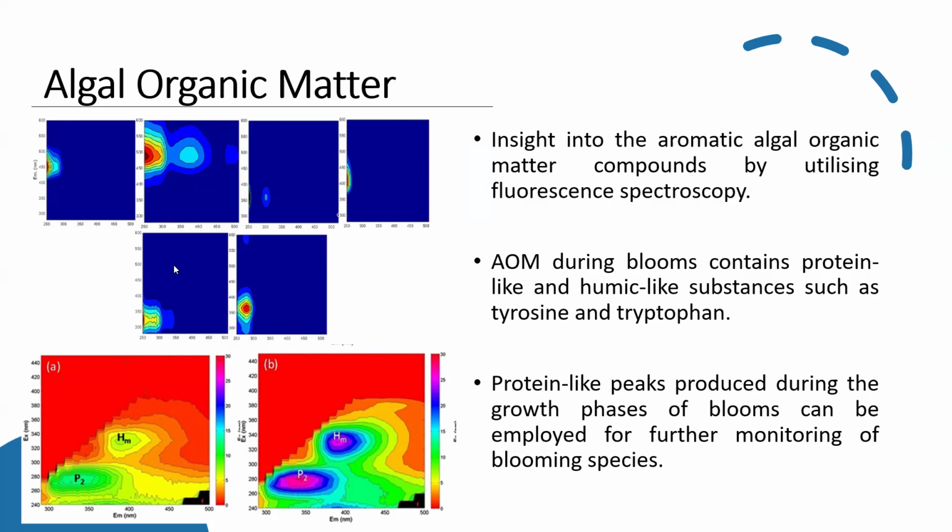Moreover, the identification and classification accuracy are hindered when there are multiple dominant microalgae species present. Therefore, the fluorescence information obtained from only a few sources is inadequate for accurate identification. Thus, the several protein-like peaks produced during the growth phases of blooms can be employed for further monitoring of bloom species. By using the fluorescence signatures of algal organic matter, it may be possible to discriminate across the complex pigments of various microalgae species.